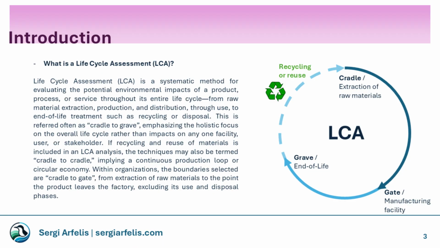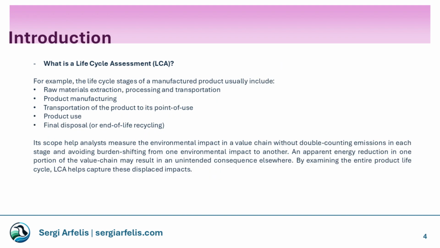Within organizations, the boundaries selected are usually cradle-to-gate, from extraction of raw materials to the point the product leaves the factory, excluding its use and disposal phases. Let's consider a manufactured product's life cycle. It typically involves stages like raw material extraction, processing, transportation, product manufacturing, transporting the finished product to where it's used, the actual use phase, and finally disposal or recycling.